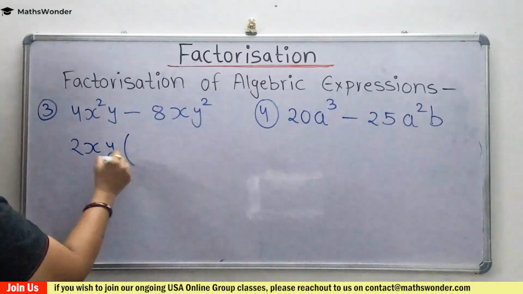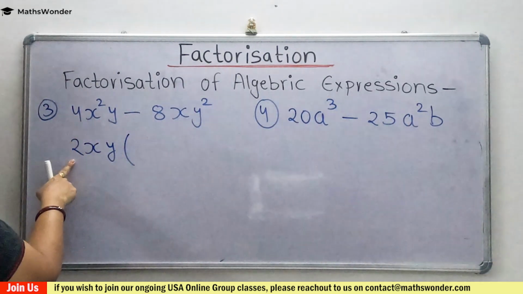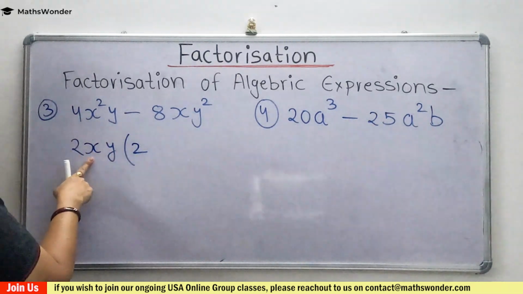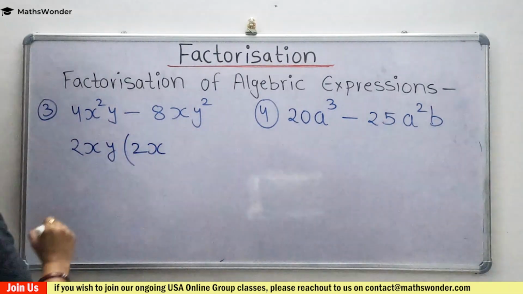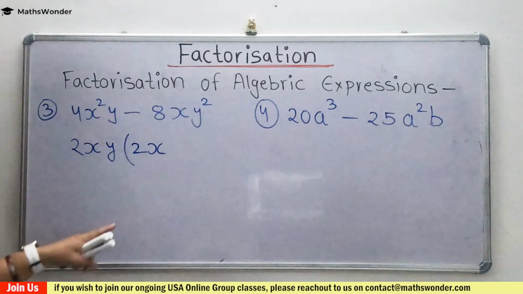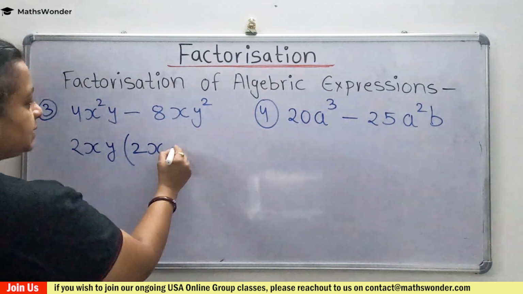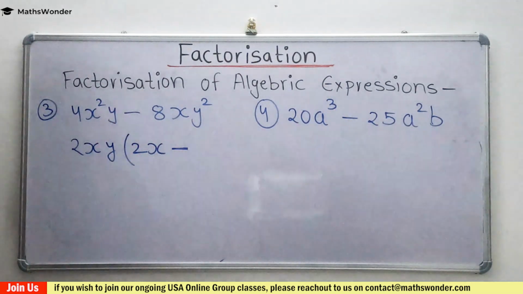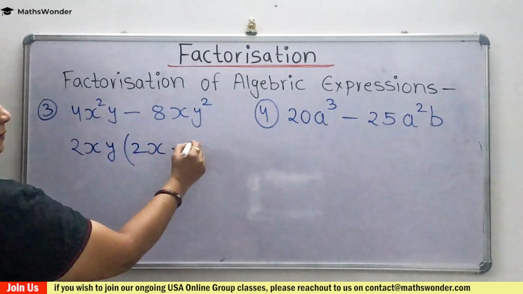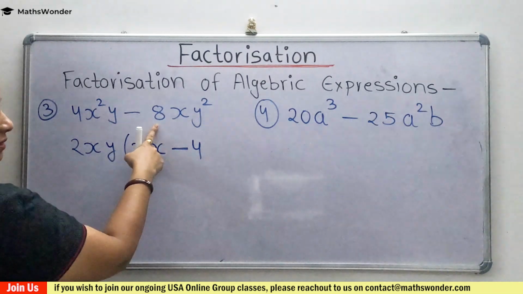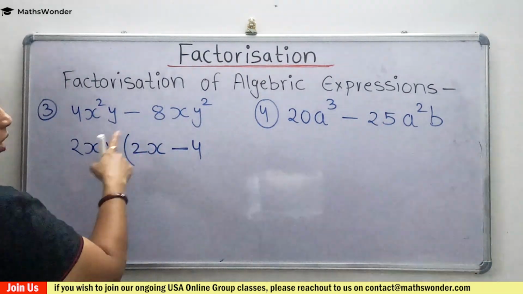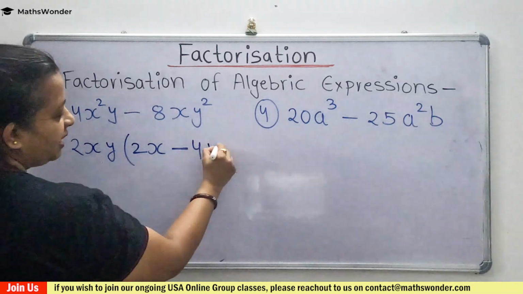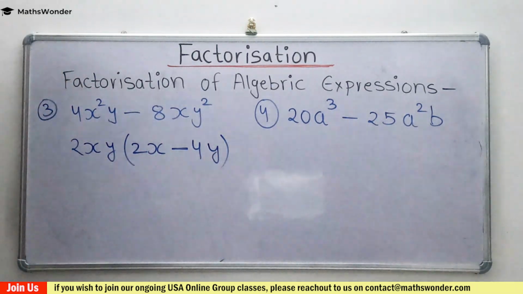Now, what is the remaining? 2 is already out, so 2 times 2 will be 4. 1x is already out, only 1x is remaining, right? So we will write it inside. Y is already out. Sign, we will put the same sign, whatever is given in between the 2 terms. Now 8: 2 times 4 will give 8, right? X is already out, 2y, right? 1y is out, only 1y is left. So we will write it inside.